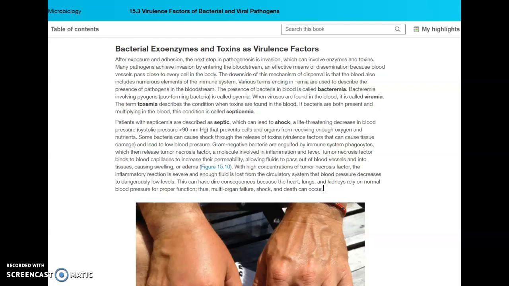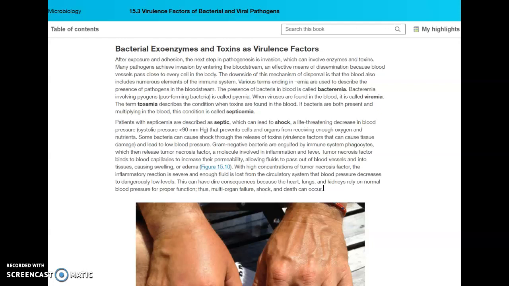The downside for the pathogen with this mechanism is that within the blood itself, we have a lot of components of the immune system. We have different chemicals, and we have antibodies, and we have complement, which is a special type of protein that helps activate the immune system. So the pathogen may not find itself in a very hospitable environment and may be killed or inactivated before it can make its way to another place in the body to cause disease.